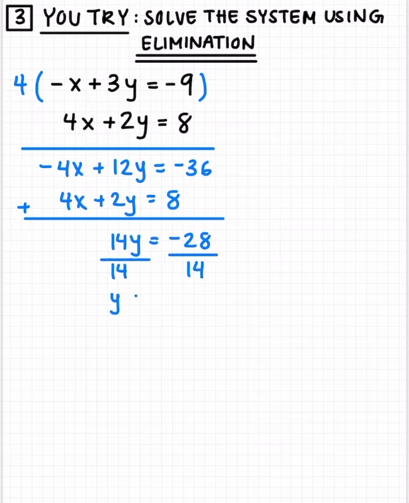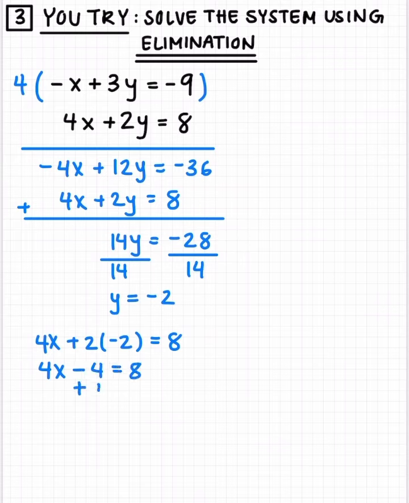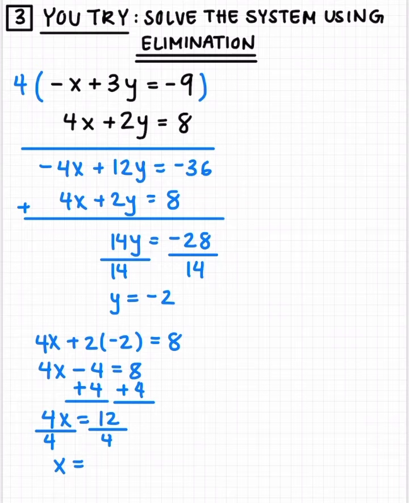Now, to find our x value, we can plug our y value into either one of these beginning equations, and I'll choose the second one. So we have 4 times x plus 2 times negative 2 equals 8. 4x, 2 times negative 2 is negative 4, equals 8. We add 4 to both sides of our equation. 4x equals 8 plus 4 is 12. Divide both sides by 4. x equals 12 divided by 4 is 3. So our unique solution is 3, negative 2.